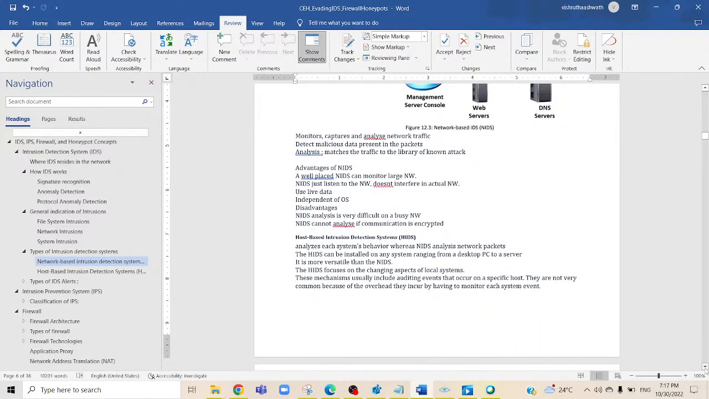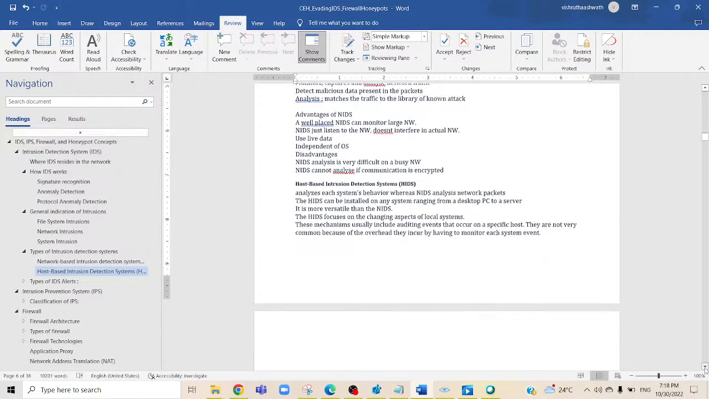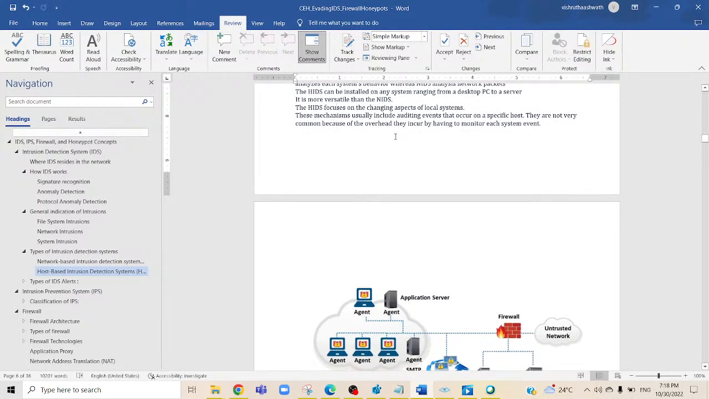The next type of intrusion detection system after NIDS is the host-based intrusion detection system, HIDS. It analyzes each system's behavior, whereas NIDS analyzes network packets. HIDS can be installed on any system, ranging from a desktop PC to a server. It is more versatile than NIDS. The HIDS focuses on changing aspects of local systems. These mechanisms usually include auditing events that occur on a specific host. They are not very common because of the overhead they incur by having to monitor each system event.